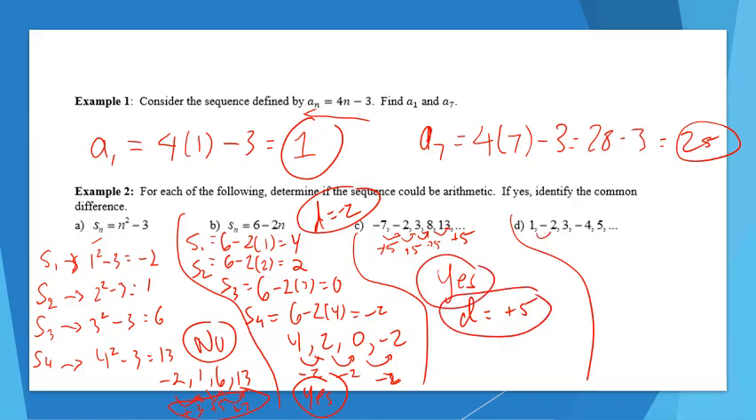And then here, if we take a look, from 1 to negative 2, this is minus 3. From negative 2 to 3 is plus 5, minus 7, plus 9. So this is no, because you're not adding by the same number every time.